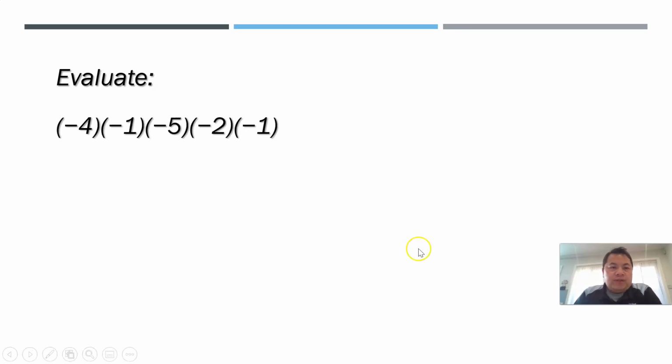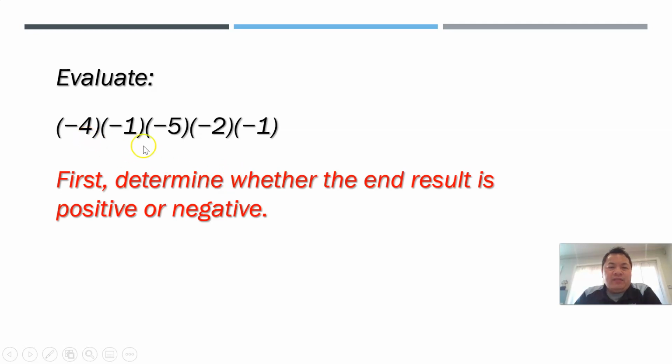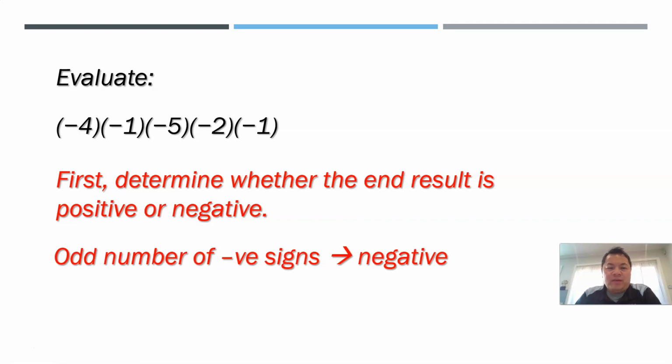Look at this. We have 4 bracket minus 4 bracket minus 1 bracket minus 5 bracket minus 2 bracket minus 1. When you have all these brackets, basically there are invisible multiplication signs in between, so it's all these numbers multiplied together. The first thing you need to do, again a simple procedure, is look at the number of negative signs. There's 1, 2, 3, 4, 5. When there are 5 negative signs, meaning an odd number of negative signs, the end result will be negative. Am I right? Good. Once you determine the sign, the end result will be minus something.